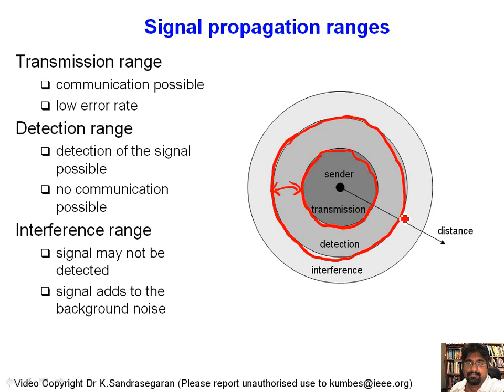Then outside the detection range, you get a region that is referred to as the interference range. In the interference range, you cannot distinguish between the signal transmitted by this transmitter and noise that you may be observing in the atmosphere. So essentially, in wireless transmission, every transmitter beyond a certain point becomes interference for other systems that are using the same frequency band.